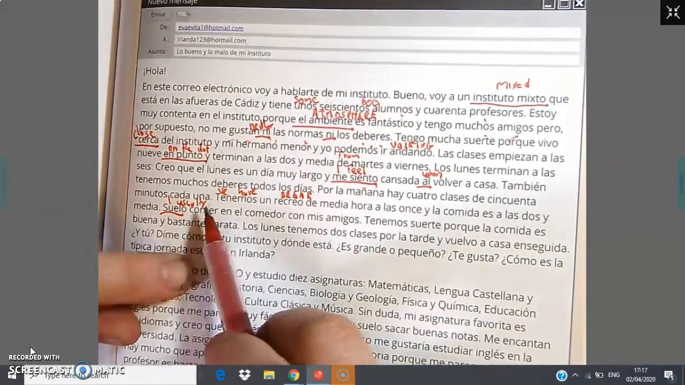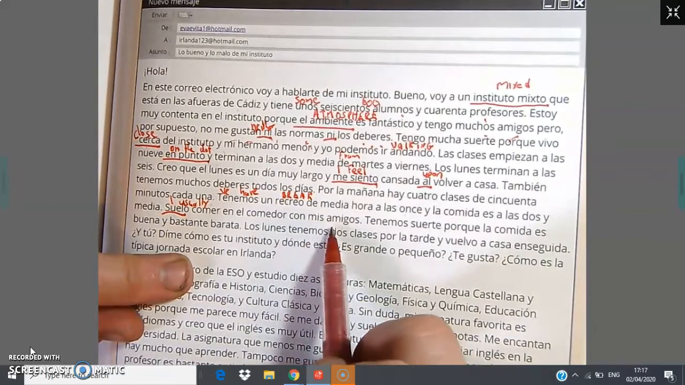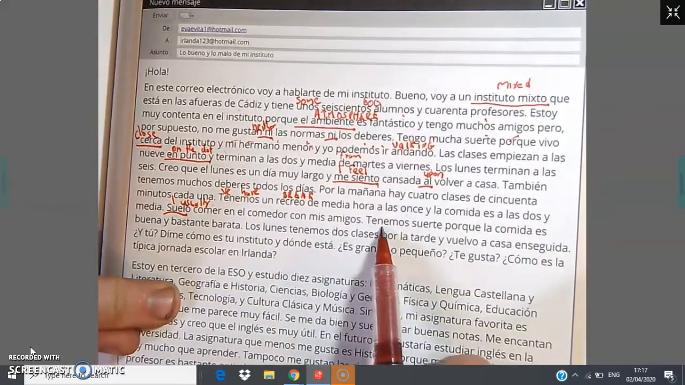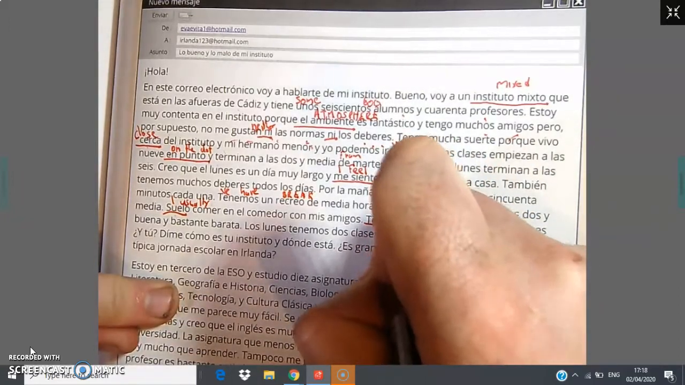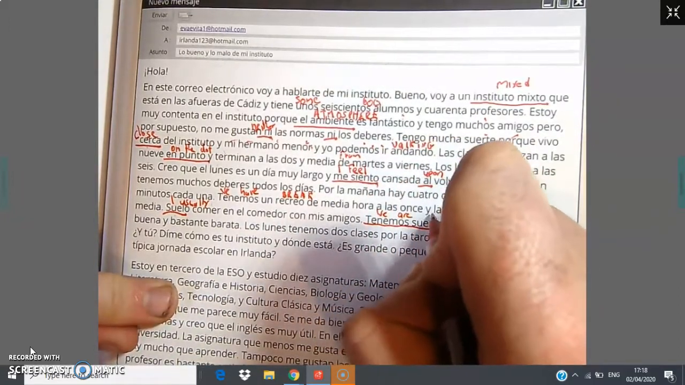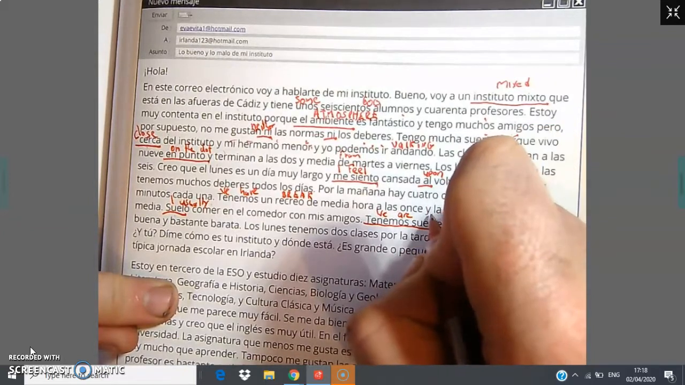Suelo comer en el comedor. So I usually eat in the canteen con mis amigos, with my friends. Tenemos suerte. So we are lucky. So that's tenemos suerte. We are. That's using the verb to have. In Spanish, say we have luck, but in English, you say we are lucky.